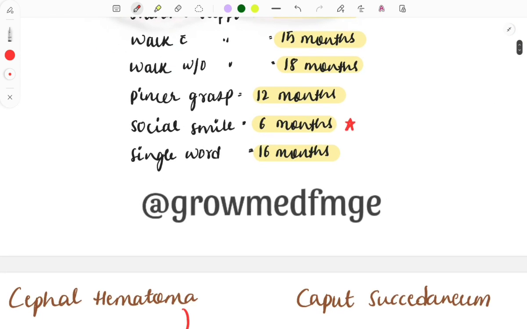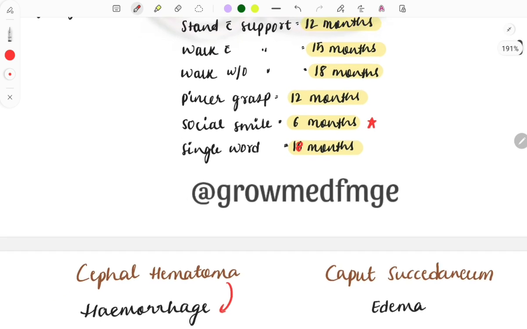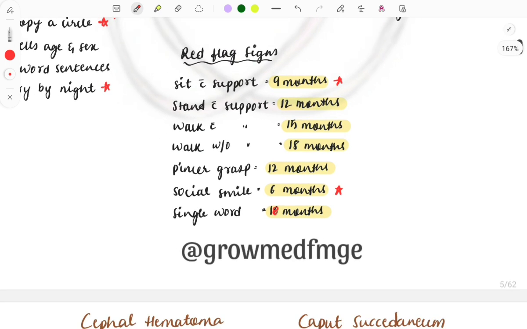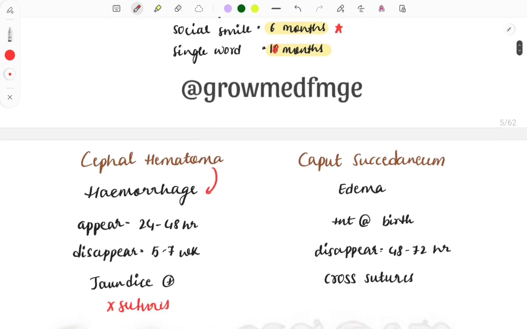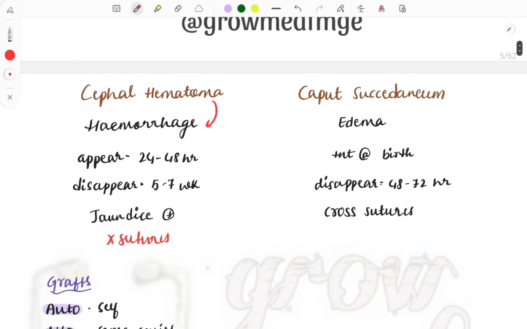And one mistake is there here, guys. This is the 18 months, so single word by the 18 months, so please make the changes in your PDF also. Then cephalhematoma and the caput succedaneum, again a repeat topic.